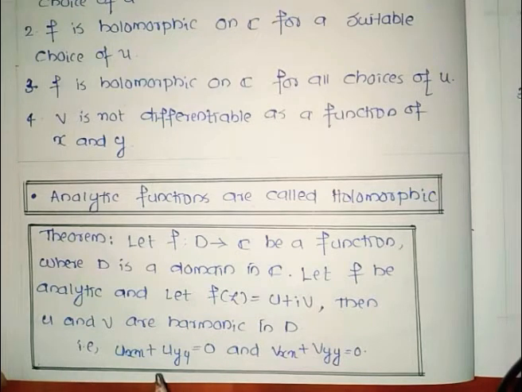That means u and v are satisfying the Laplace equation. So u xx plus u yy is equal to 0 means u is satisfying the Laplace equation. U satisfying Laplace equation means that u is harmonic in our domain. Okay, now we are going to our question.